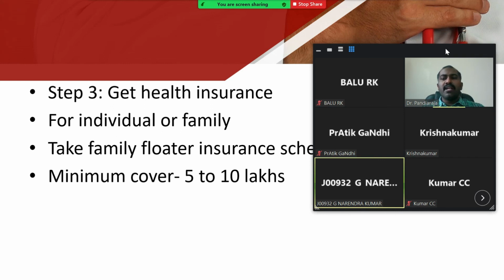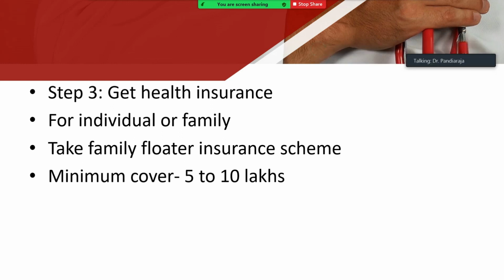If you are a married person or a family with a father, dependent mother along with your entire family, try to take a family floater health insurance. The minimum cover should be 5 lakhs to 10 lakhs. Even more than that is also good, but the minimum cover should be at least 5 lakhs.